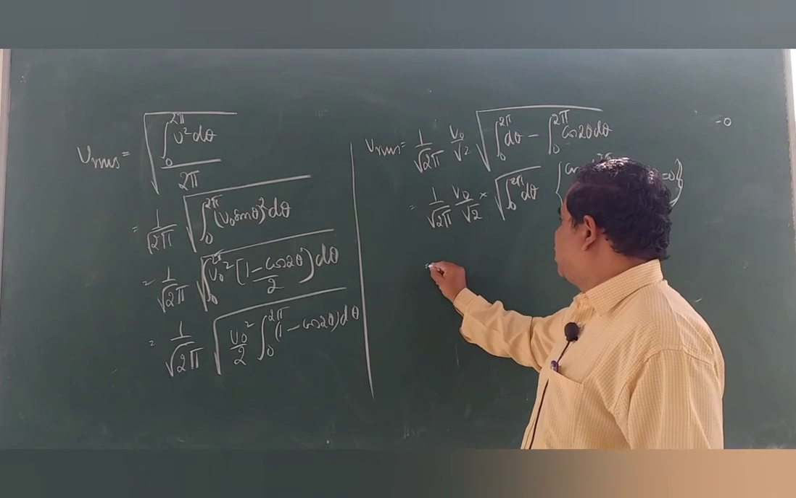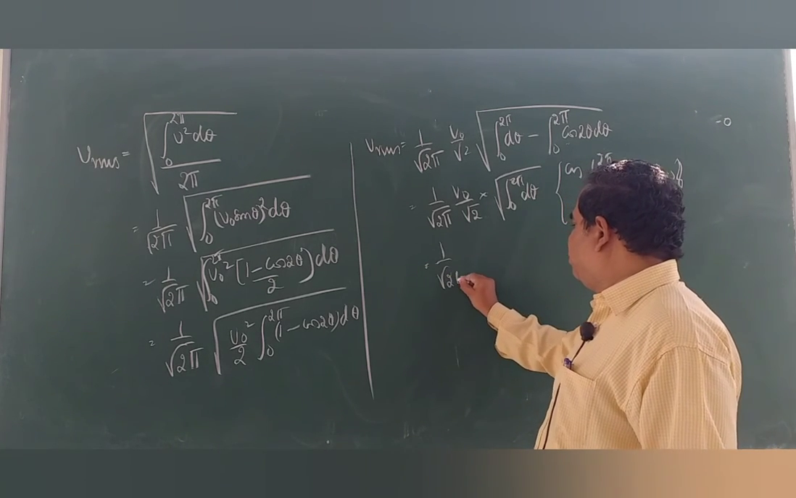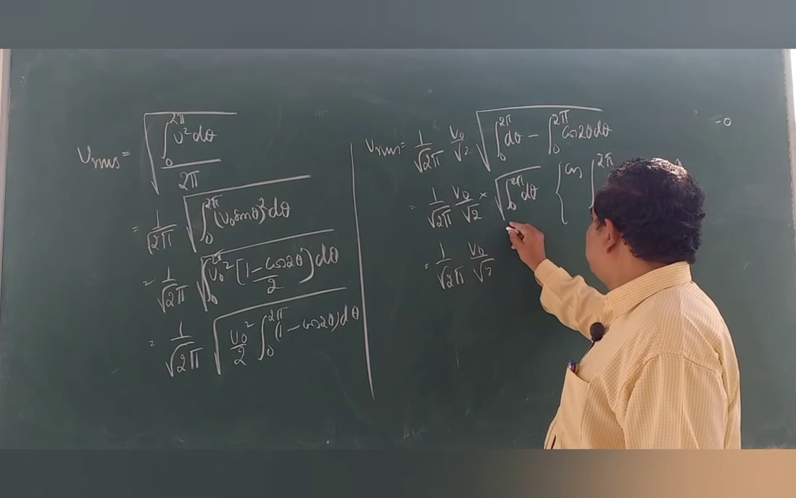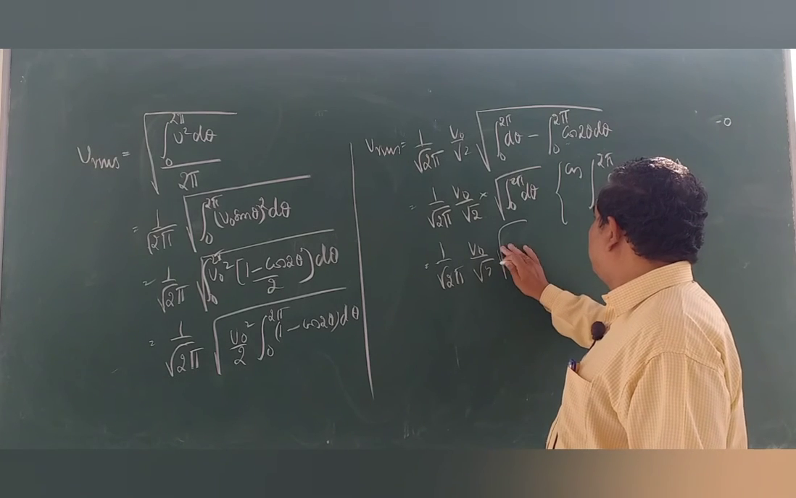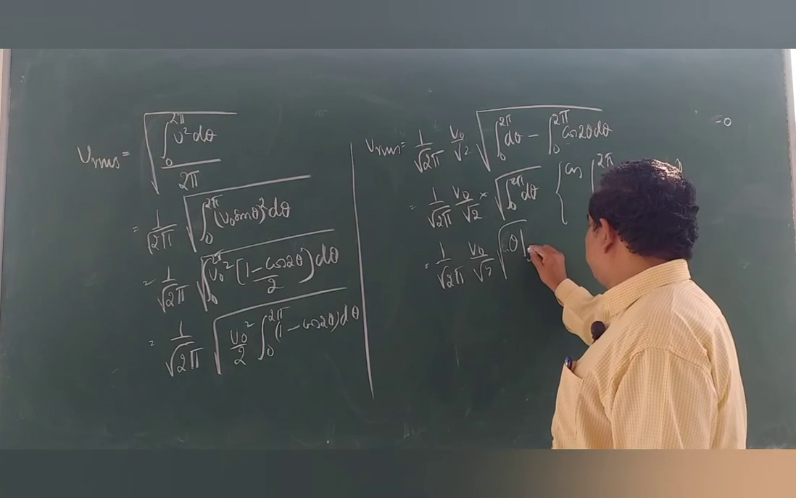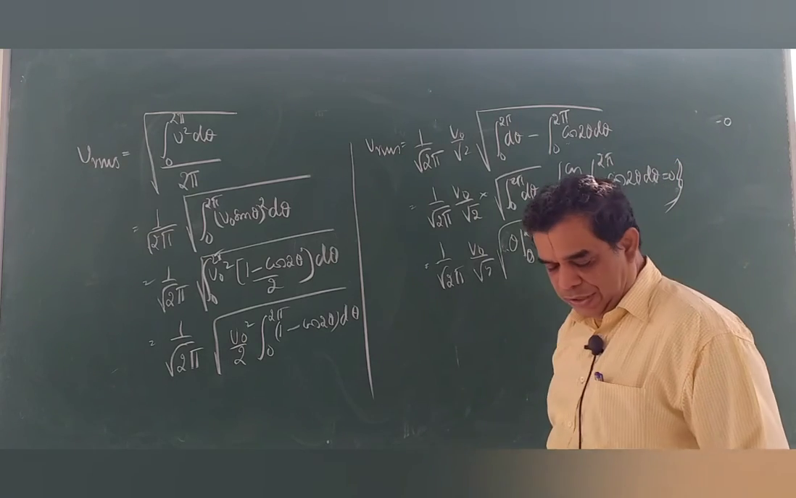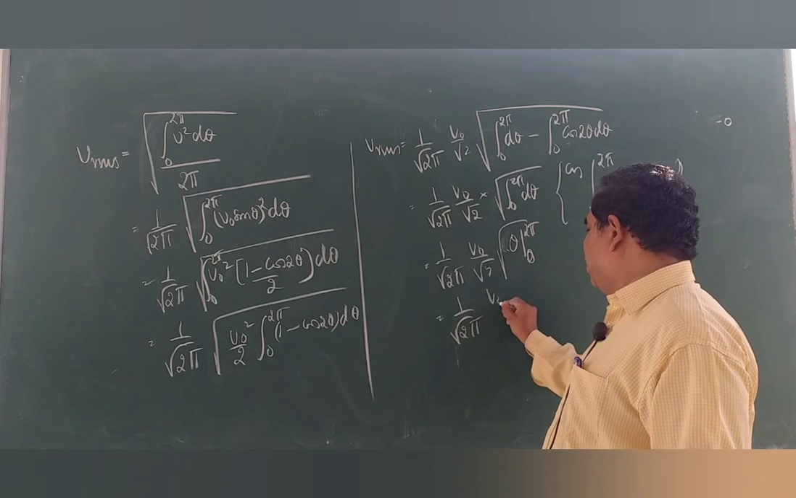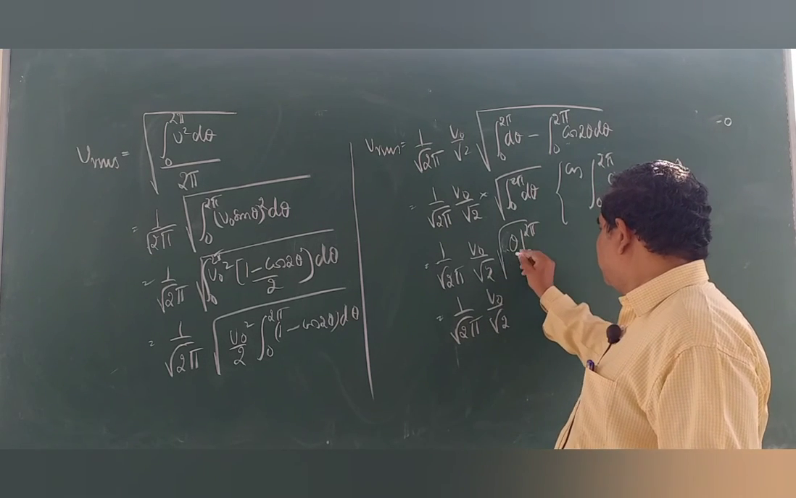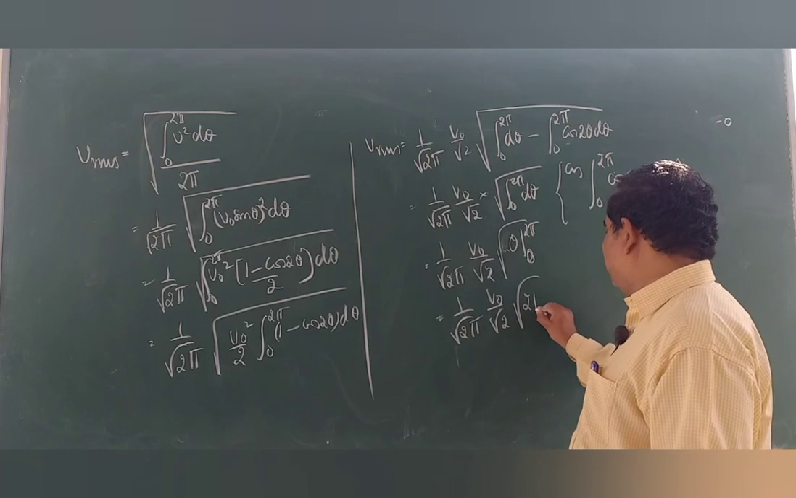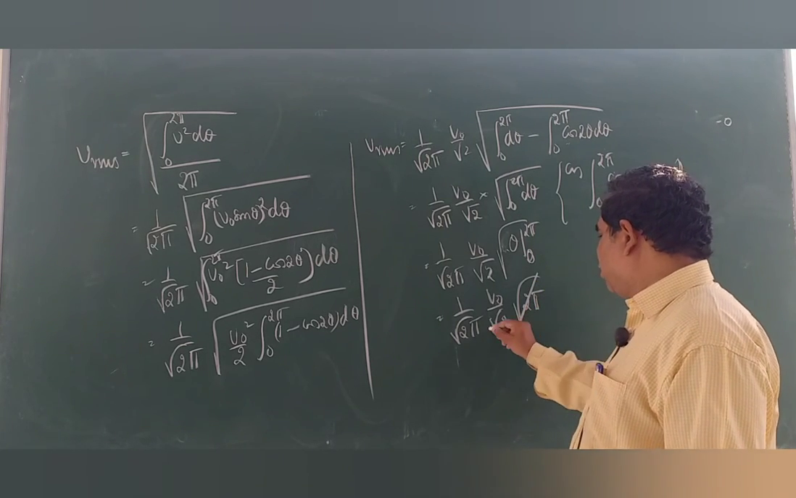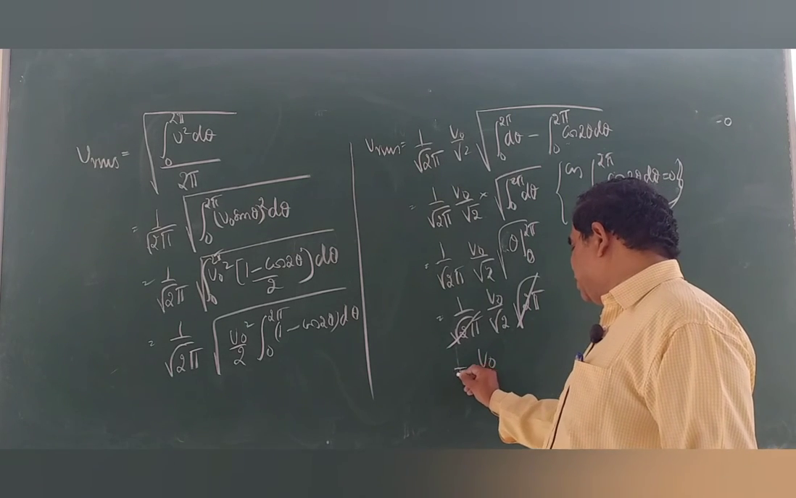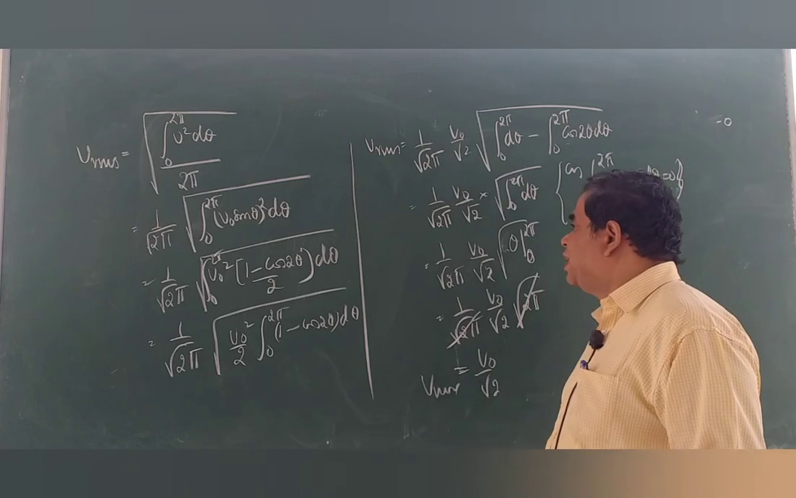Therefore, we go for the proof now. 1 by root of 2 pi, V naught by root 2. Observe here, integral of d theta is theta, from 0 to 2 pi. We substitute everything now. So 1 by root of 2 pi, V naught by root 2, and theta, it is 2 pi only because 2 pi minus 0. Root of 2 pi cancels there, V naught by root 2. This is the expression for RMS value of AC.